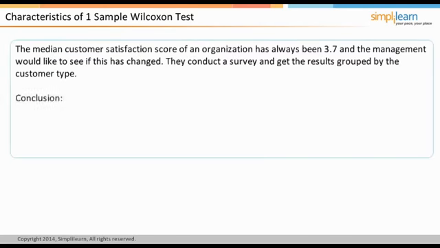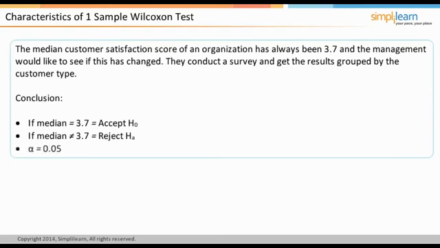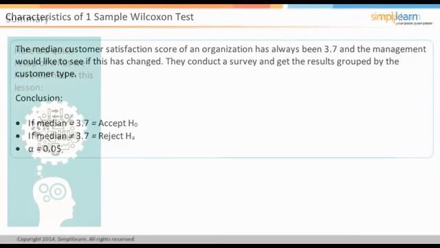Let us consider an example. The median customer satisfaction score of an organization has always been 3.7, and the management wants to see if this has changed. They conduct a survey and get the results grouped by the customer type. The conclusion will be as follows. If the median value is 3.7, the null hypothesis, H0, can be accepted. If not, the alternate hypothesis needs to be rejected. The alpha value will be 0.05.